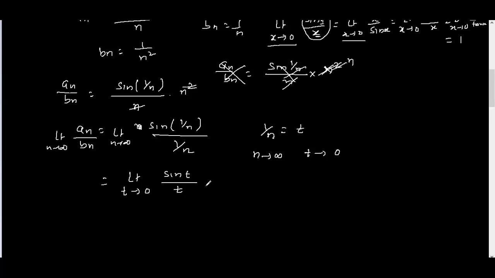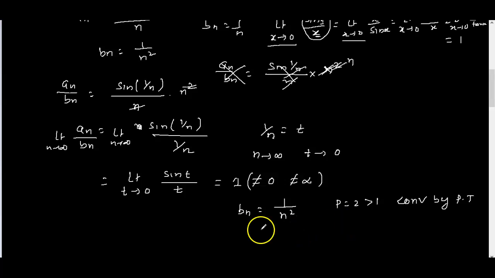So now the value is equal to 1, which means not equal to 0, not equal to infinity. So it's satisfying the comparison test. Now we have to check the value of b of n. b of n is 1 by n square, so p is equal to 2 here. 2 is greater than 1, so it is convergent by p test. So we can write here a of n is also convergent.